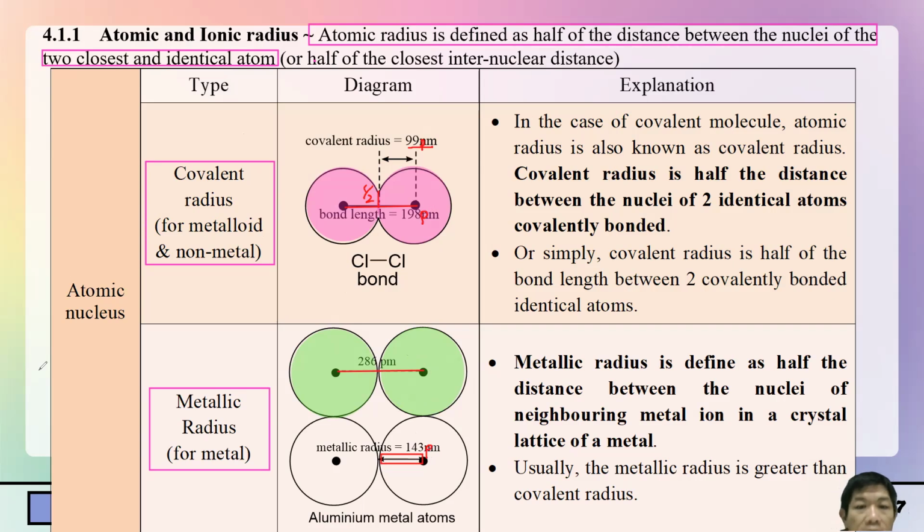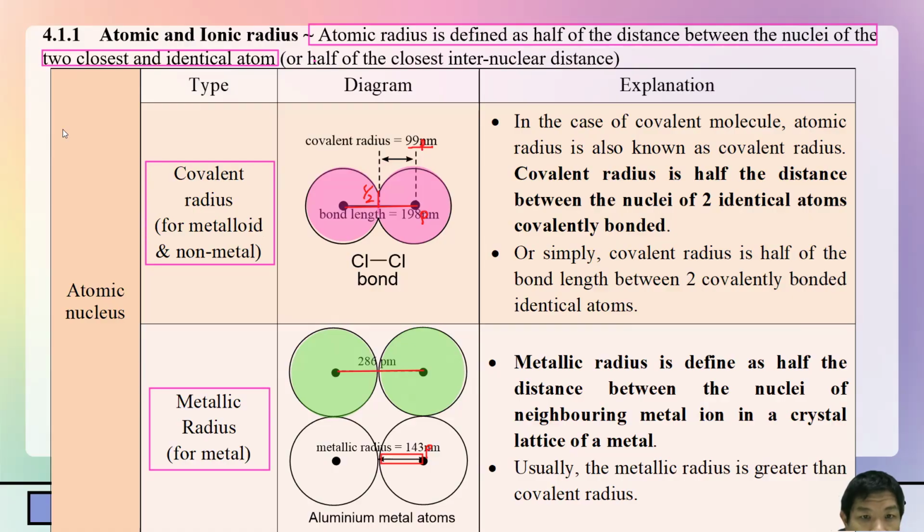So this is how we differentiate between a covalent radius and a metallic radius, though it is not very important for you to distinguish between them, because at the end of the day, we just want to compare the trends of this radius across the elements in period 3.